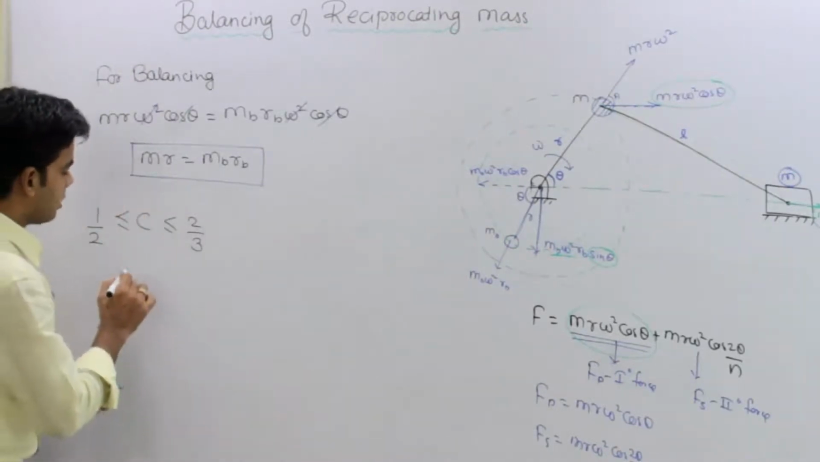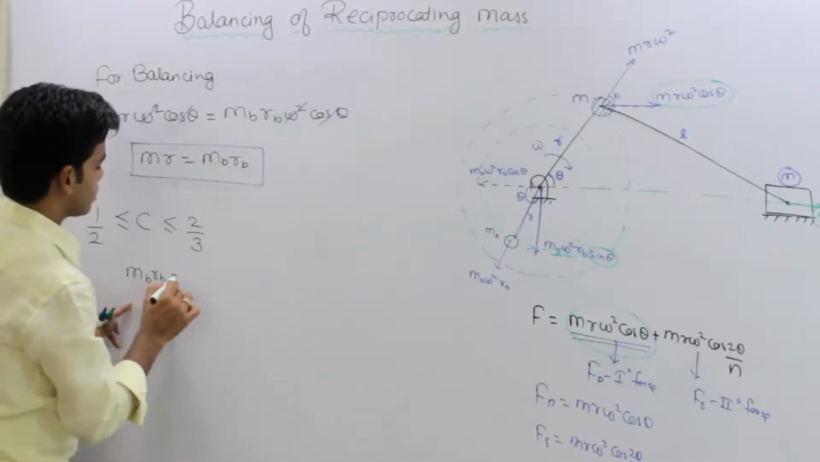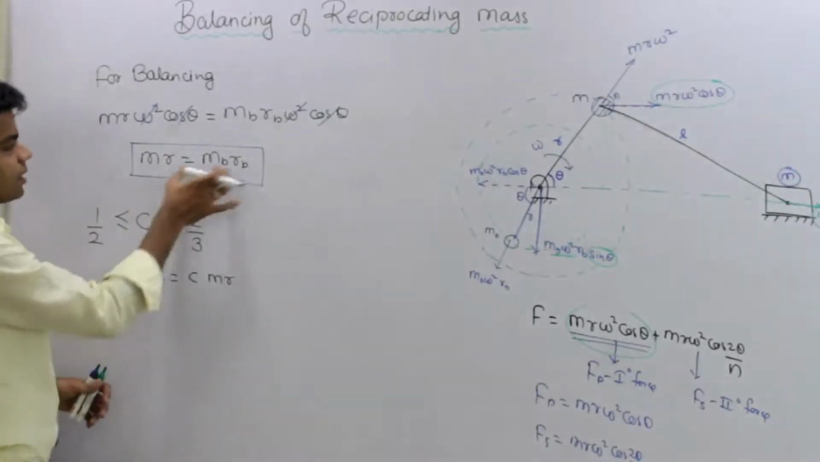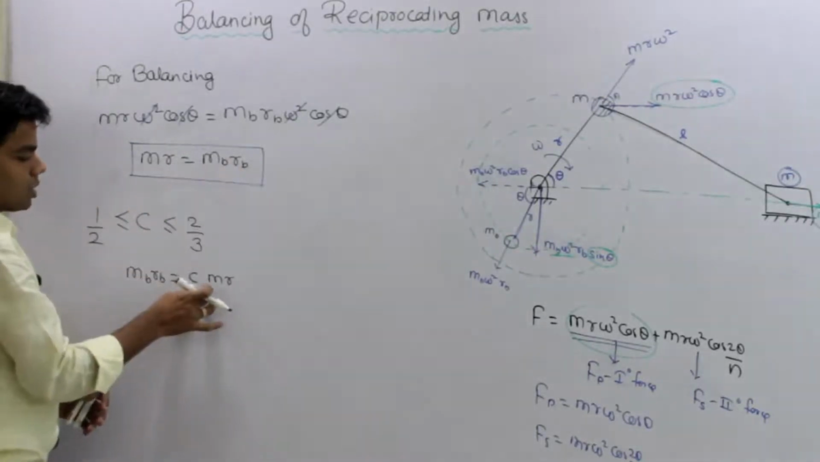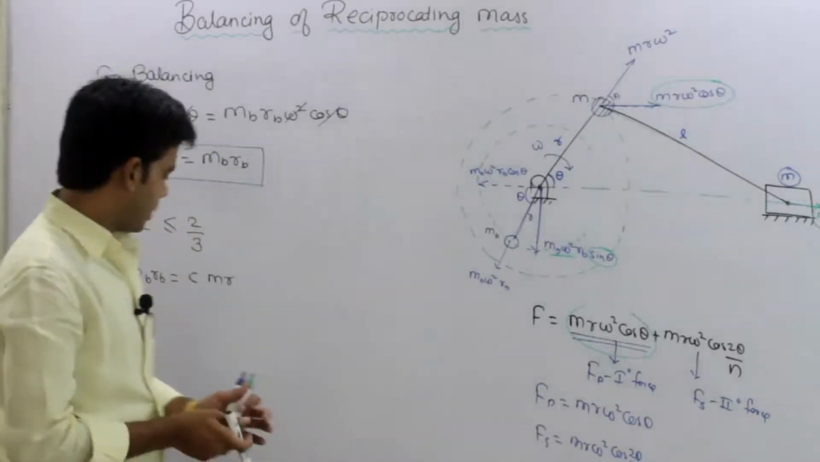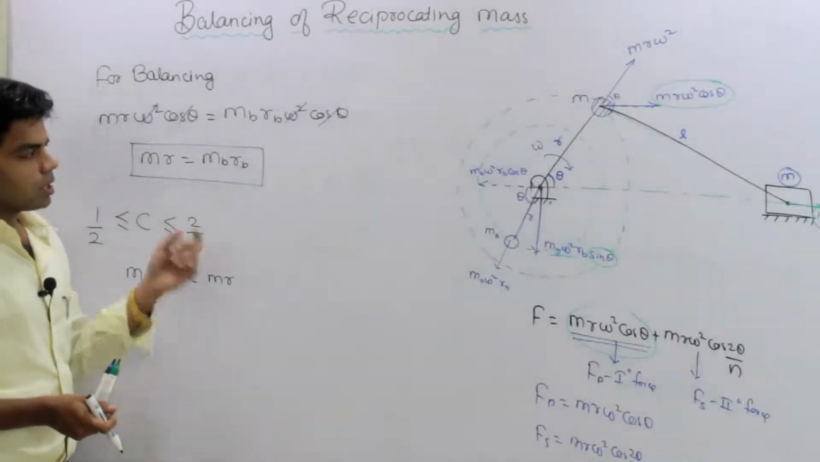So this m into r, mb into rb, is equal to c times m into r. So instead of balancing completely, we are balancing partially. How much fraction are we balancing? A c fraction we are balancing. mb into rb should be equal to cmr. Okay, now what will happen?